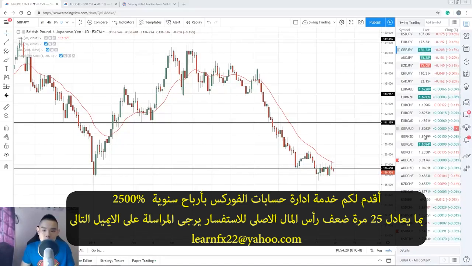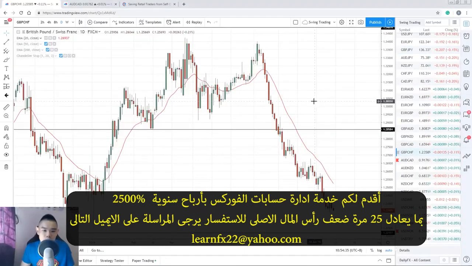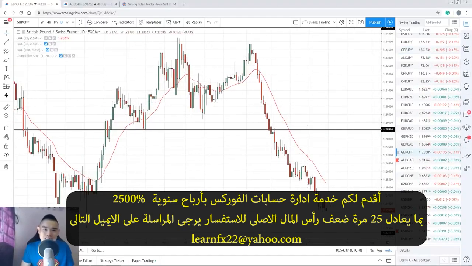And let's see, one more example. Pound against the Swiss franc. This one here. So you can see that pound against the Swiss franc, the same concept. Look at the trending move, the retracement move, and the break of structure. Trending move, retracement move, trending, retracement move, trending. Chances are we're going to get a retracement move.